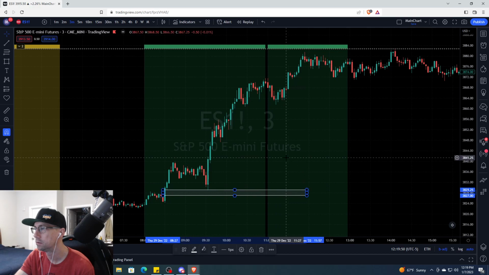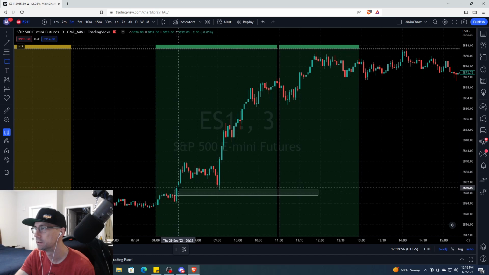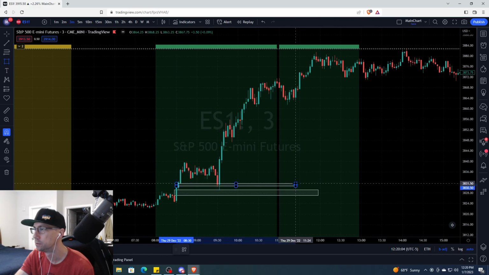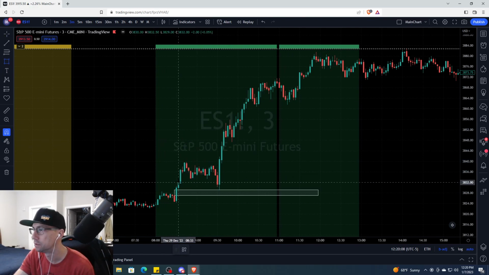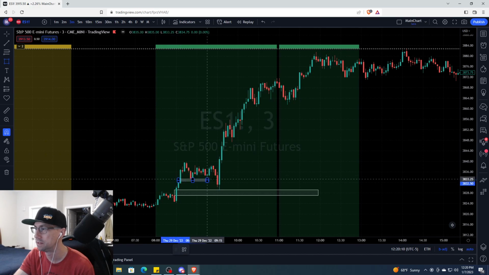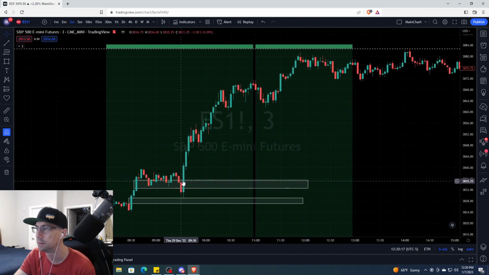But look at how legendary this is. You have this move, you have 3 big, decent-sized green candles, and you just keep forming. Then you look for fair value gaps within those candles, and then you would look for price to come back into these areas, and you would look for basically buying the dip.